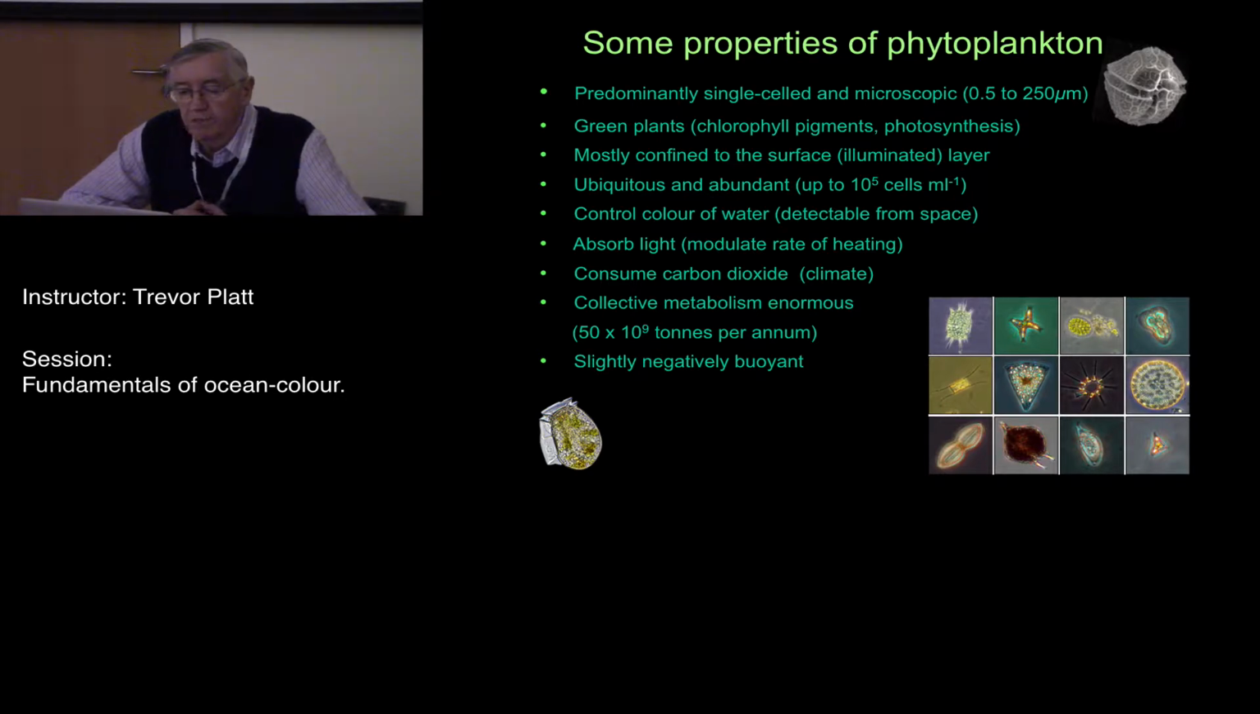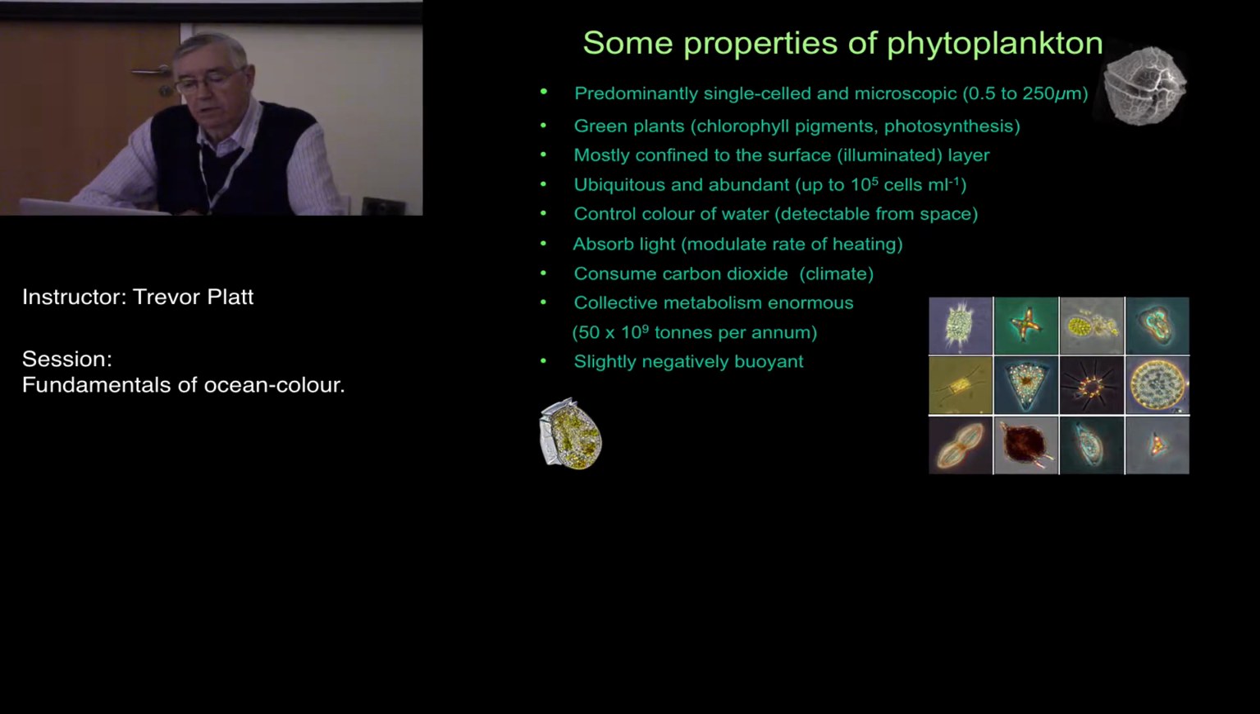So first, to review some properties of phytoplankton. Single-celled, microscopic, and the size of the cells will be from less than a micron up to more or less 250 microns. And this is a wide size range, and if you expressed it in terms of volume, it would be an enormous size range. So phytoplankton are, for the most part, green plants. They contain chlorophyll. They grow by photosynthesis. They live mostly in the illuminated layer, but they occur everywhere and at times in great abundance.